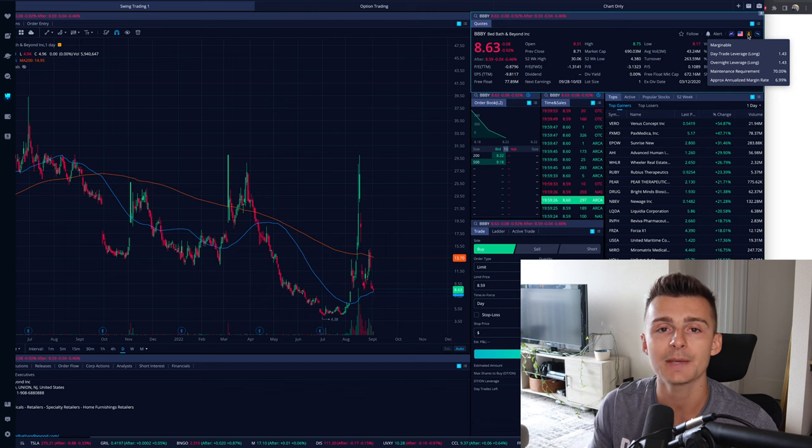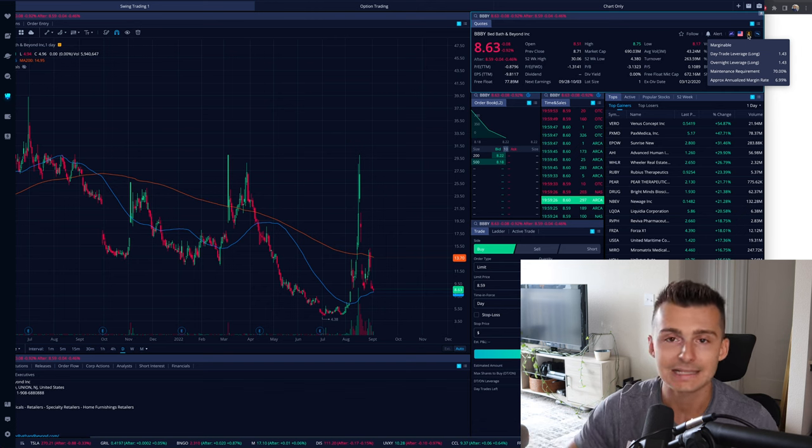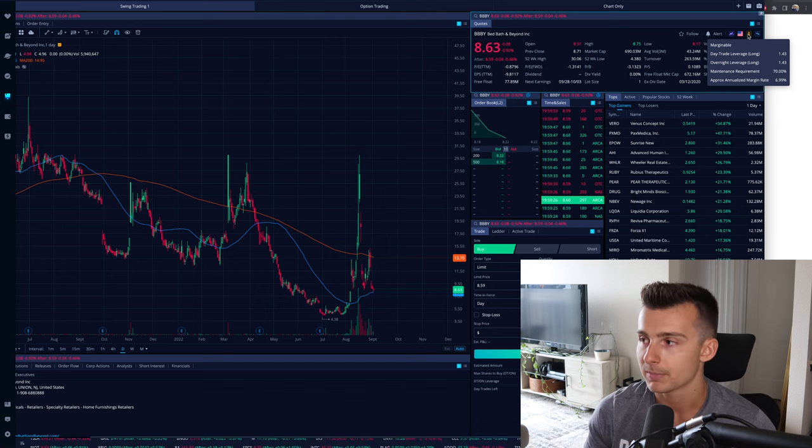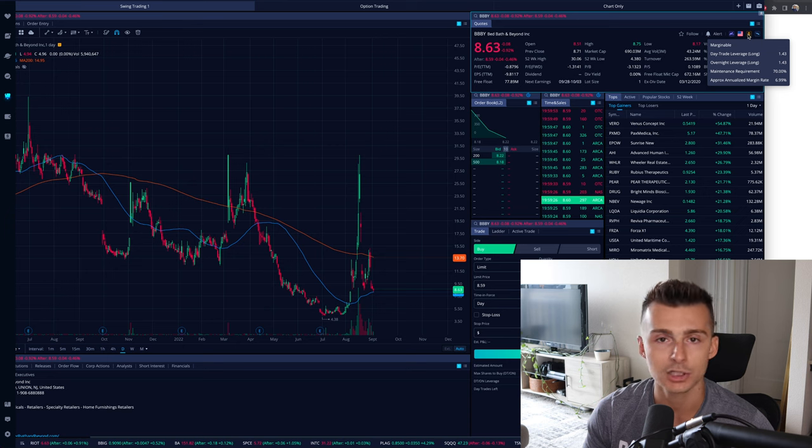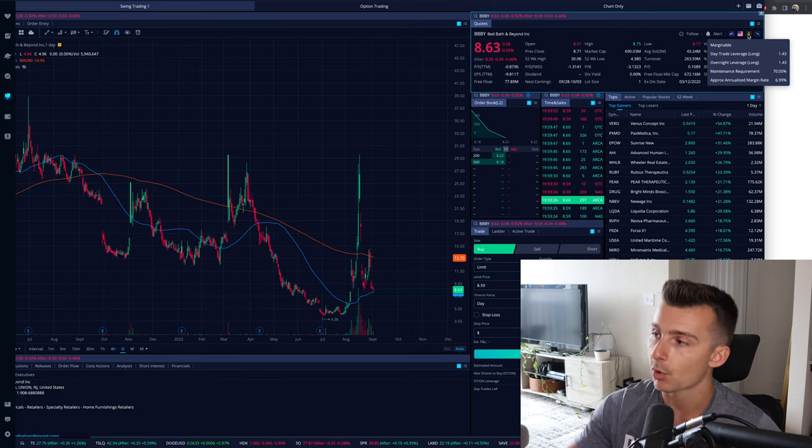The lower that number, the cheaper it is to borrow. Now, as a general rule of thumb for me, if we see an approximate margin rate below 50%, there's probably not going to be much of a problem if you're looking to short that stock for a couple of days max. And I'll explain why. So let's get into it.